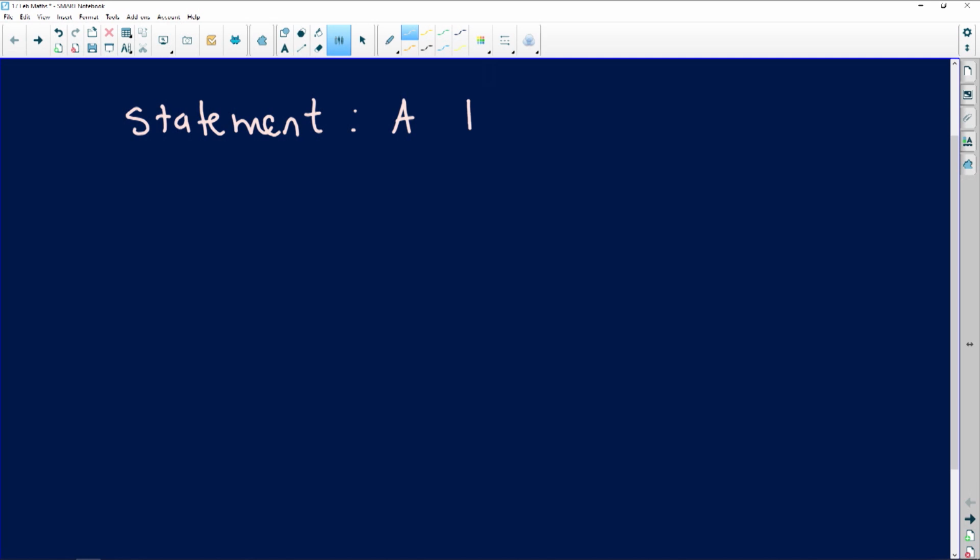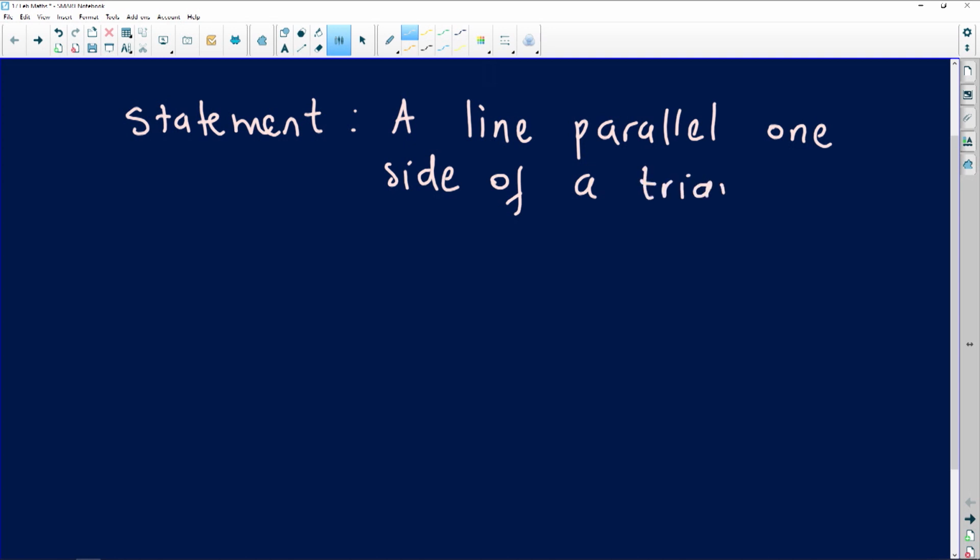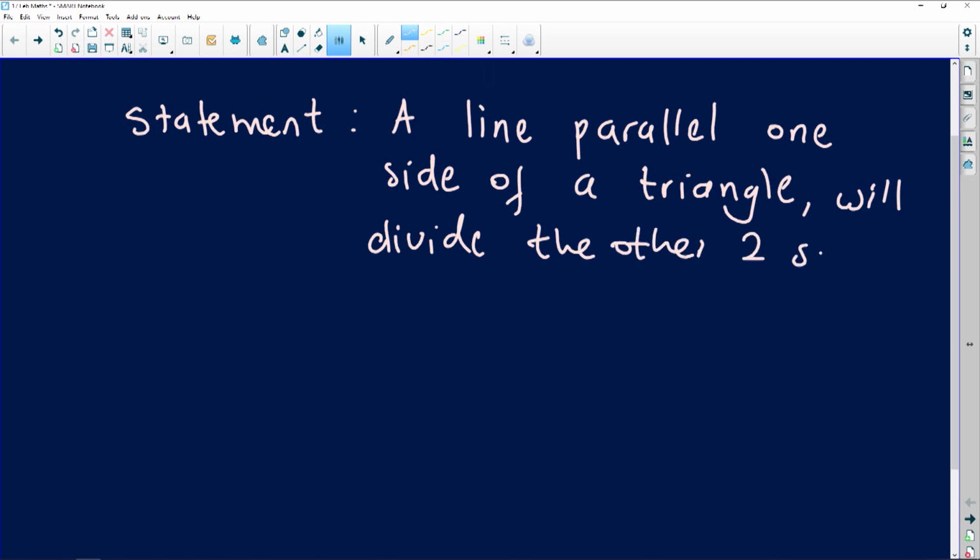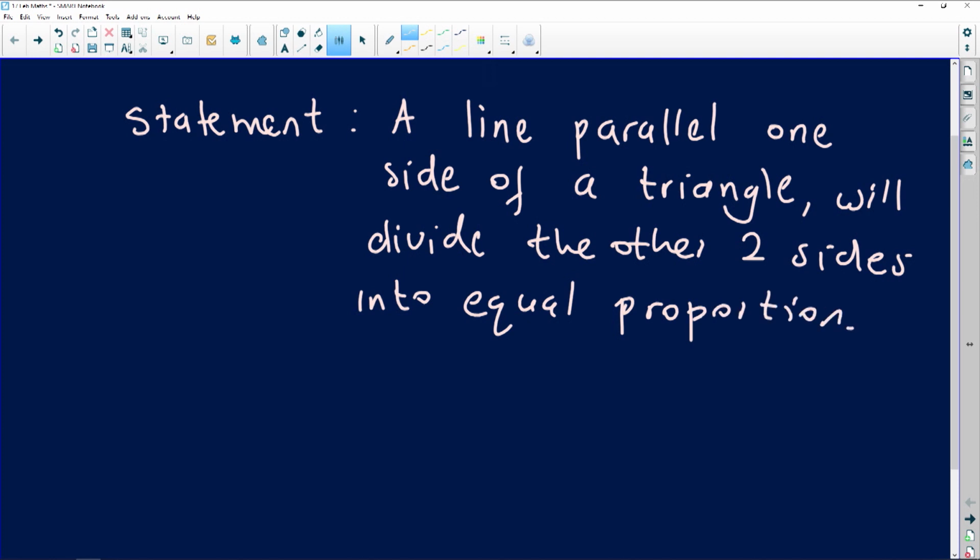if you draw a line parallel to one side of a triangle, that line will be special in a sense that it will divide the other two sides into equal proportions. This is actually the statement that we have in this theorem, Letabo.